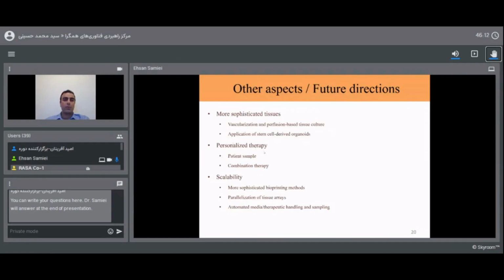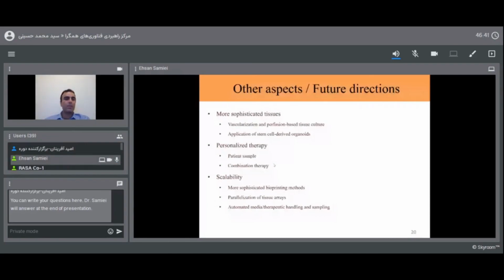Such models can be used for personalized therapies instead of systematic treatment for all patients. A patient sample can be used in a short period of time to evaluate the response of the cells to drugs and their behavior, the invasion behavior. Then a combination therapy strategy could be developed for the specific patient with the goal of having better outcomes.